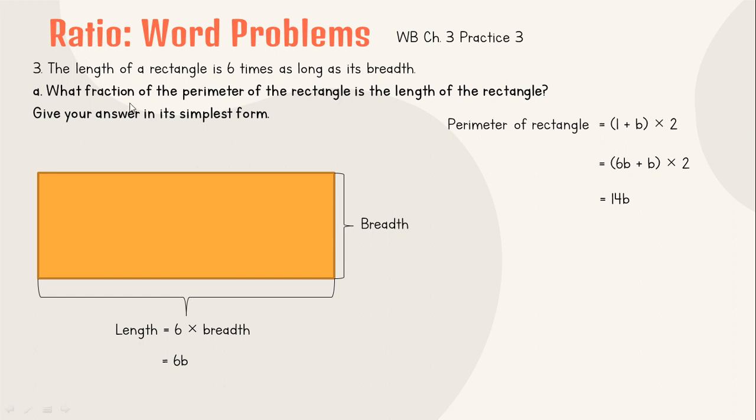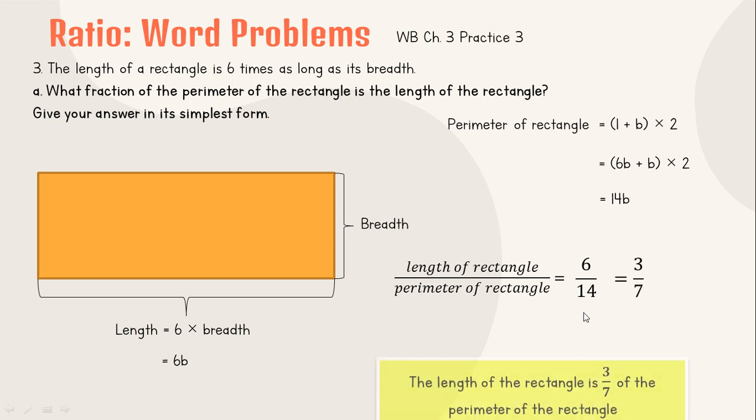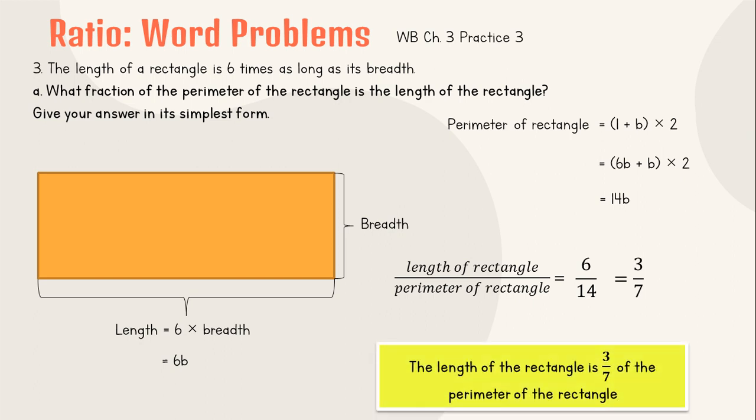The question is asking you, what fraction of the perimeter of the rectangle is the length of the rectangle. Means that length per perimeter. So what is the length? 6 per 14. 6 per 14 equals 3 per 7. So the simplest form is 3 per 7.